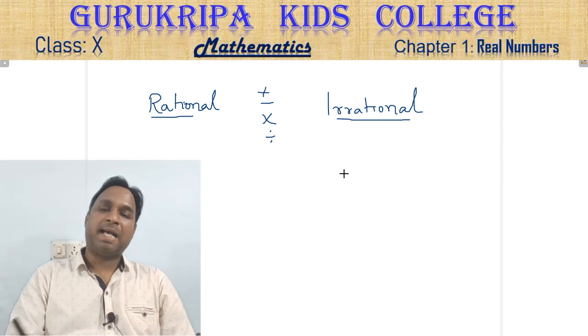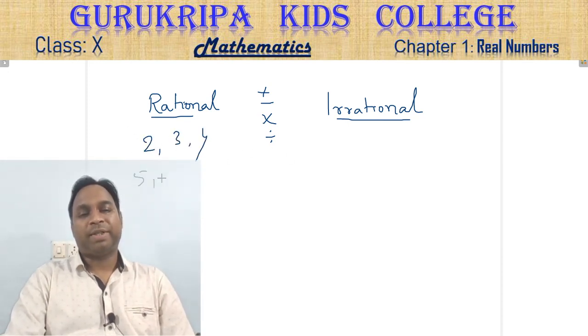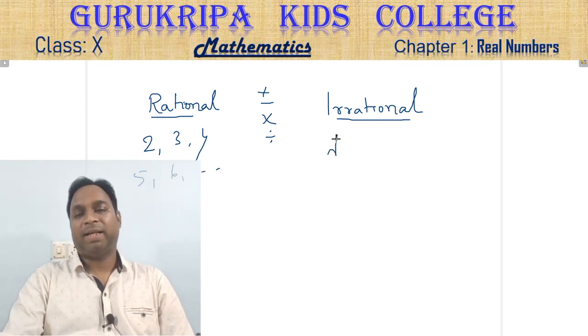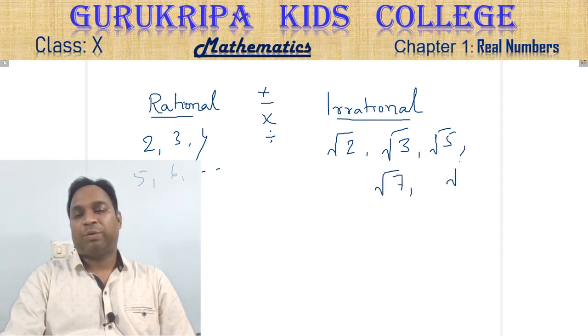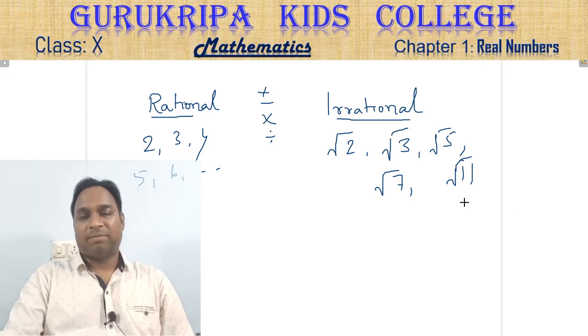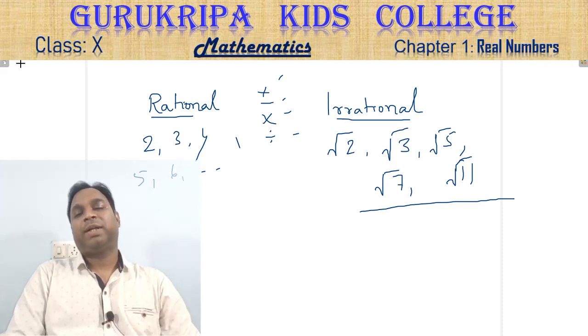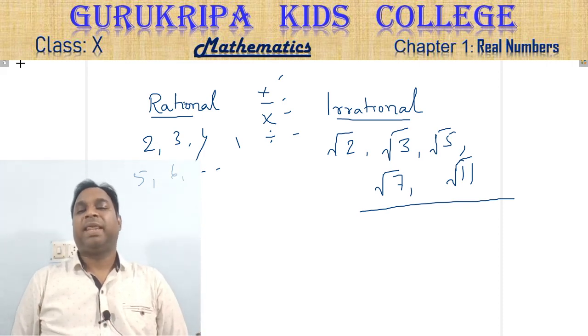And in the exam, you can get any number. Rational number can be anything like 2, 3, 4, 5, 6, any number like this. Irrational number can be anything like square root 2, square root 3, square root 5, square root 7, square root 11. Not more than that. Generally, you get irrational numbers till this only. So all these irrational numbers may be added, subtracted, multiplied, or divided by another rational number, which can be any number. You have to prove that the result is irrational.